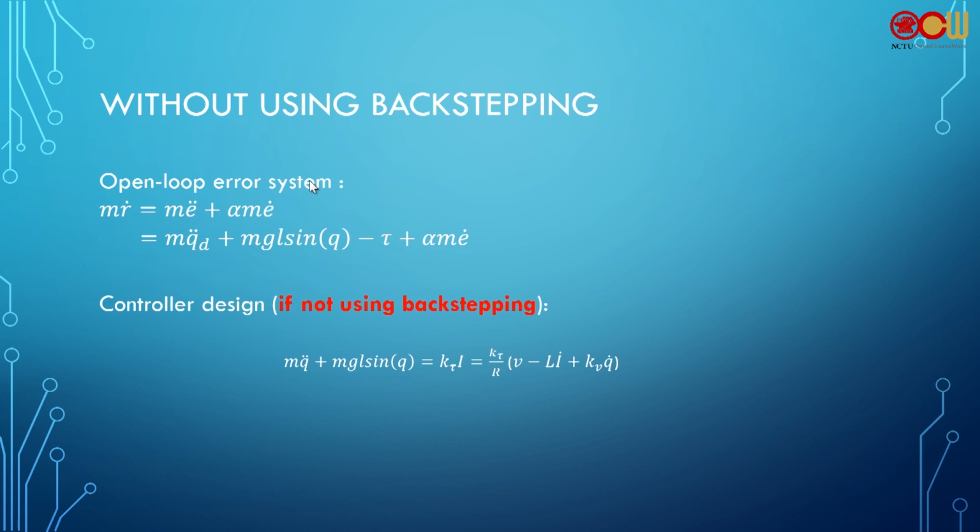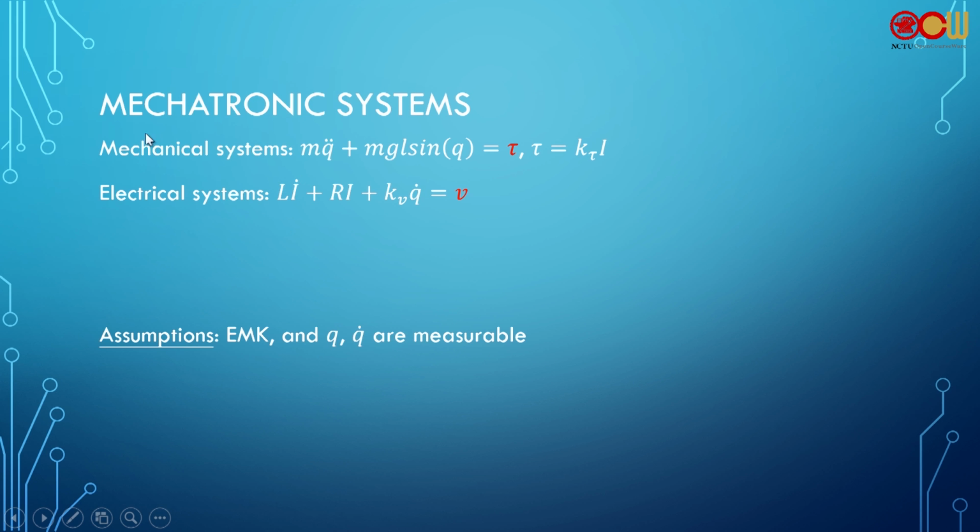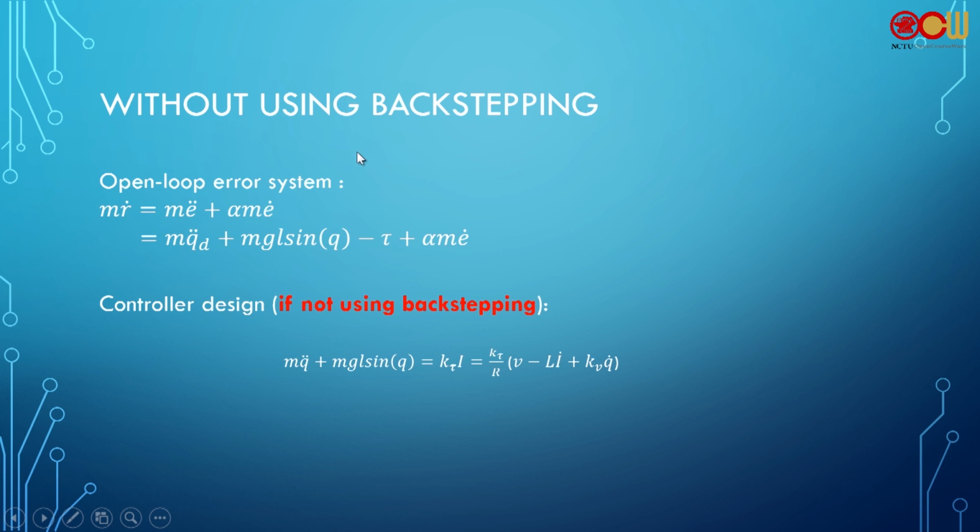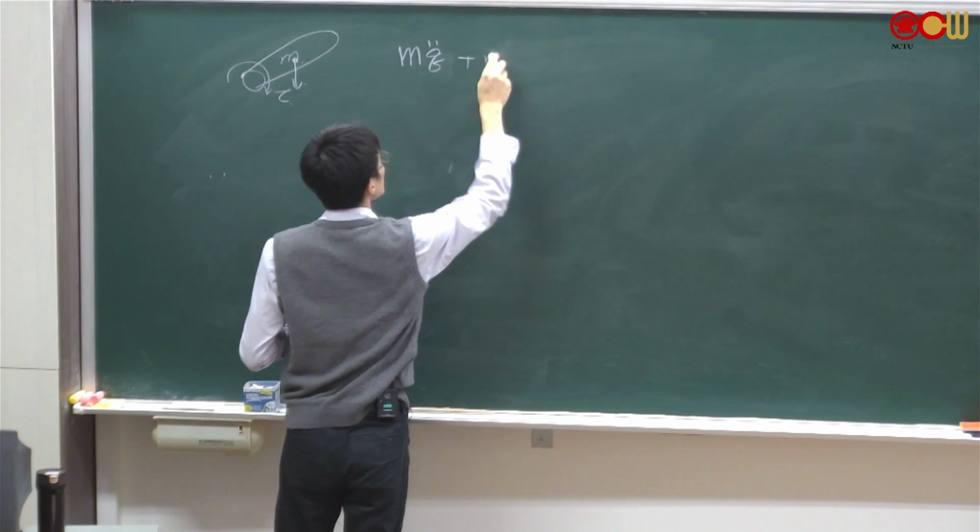If we don't use backstepping, we can consider the mechanical system as the first system and the electrical system as the second system. So the physical control is V, the voltage, right? The virtual control will be tau_d. So without backstepping, what we can do is design for tracking control, we define the filtered tracking error r, and we design the controller here. q double dot plus.